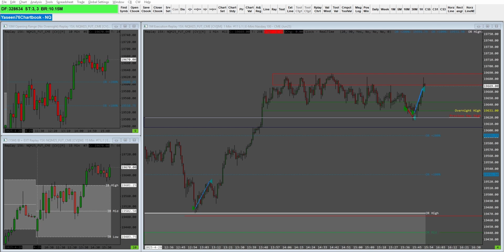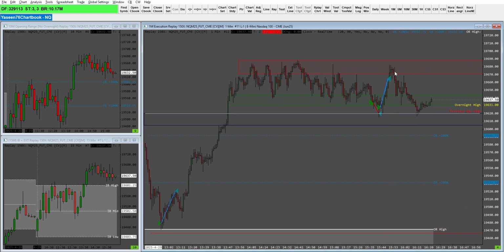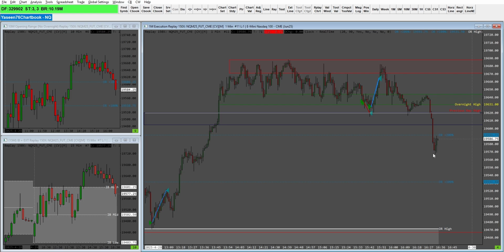Let's see. Yeah, it ended up coming back down. So, which does prove that this area was still strong. Could I have shorted this area again and ridden it back down? Sure, I can. But the market was already closed, so there's no need to. And you could see here how strong this area was. But yeah, that was it for today.